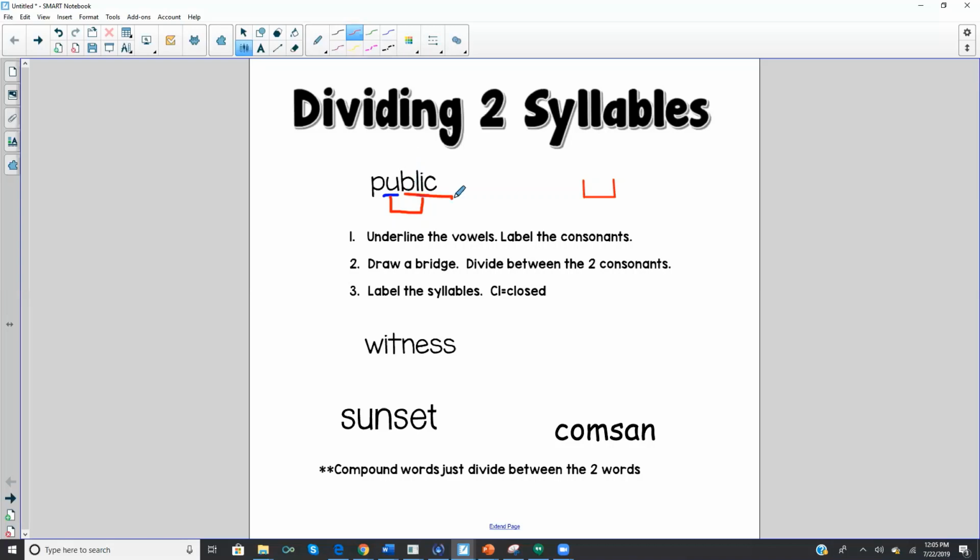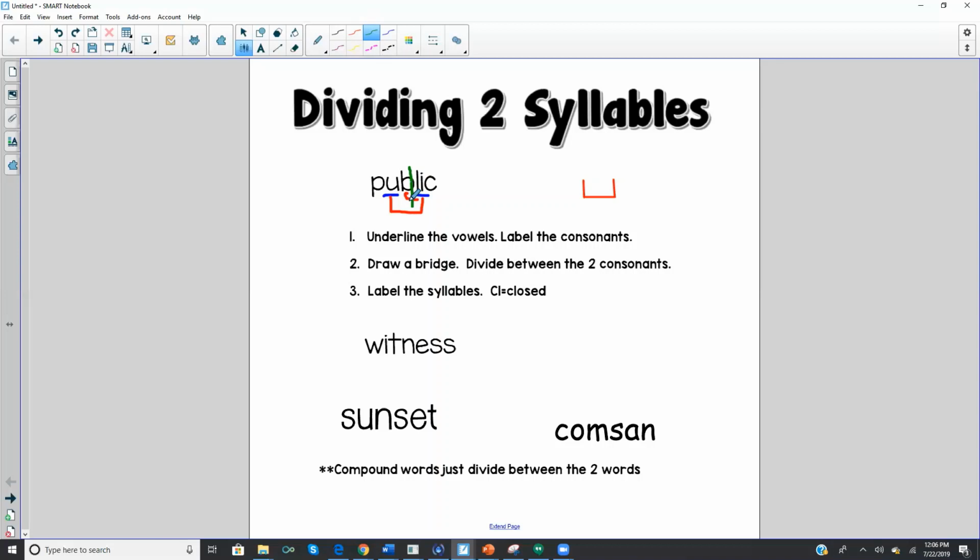Try again. Label it with a C. And the other one next to it is also a consonant. What consonant is that? L. So I'm going to label that one. Now there are two consonants. The next thing I'm going to do is divide between those two consonants. So I'm going to grab a green here, and I'm going to divide between those two consonants.